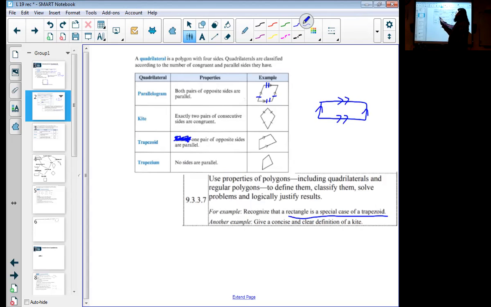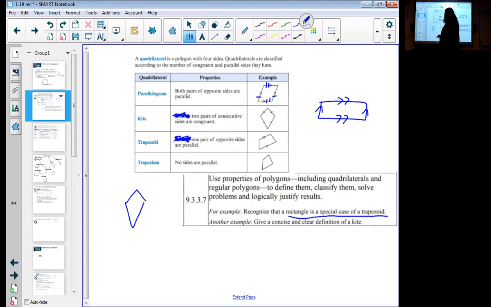And right here, kite, we also need to get rid of that. The other example is actually to give a concise and clear definition of a kite. So what we want to do here is, concise means small and compact, and clear means that it is obvious to everyone. So if you explain it, it is going to be clear to everybody.